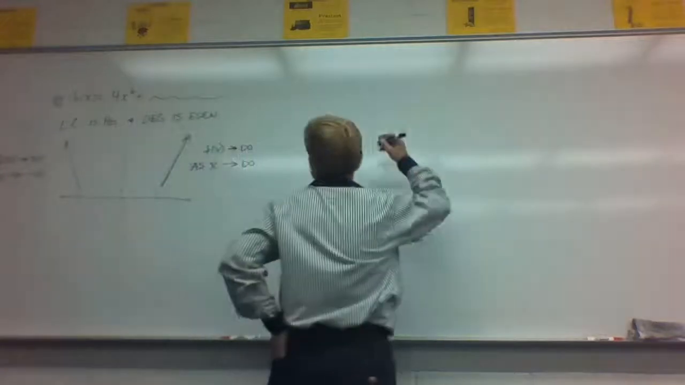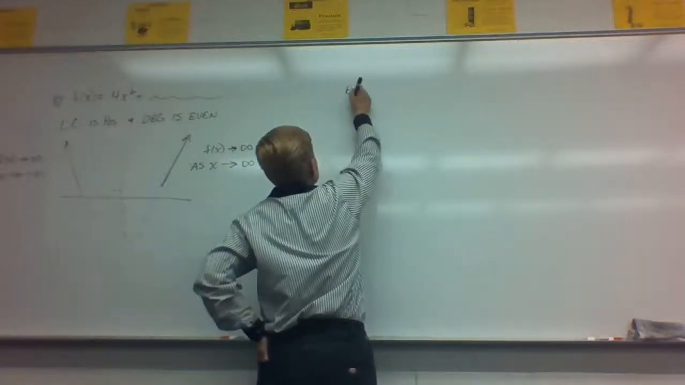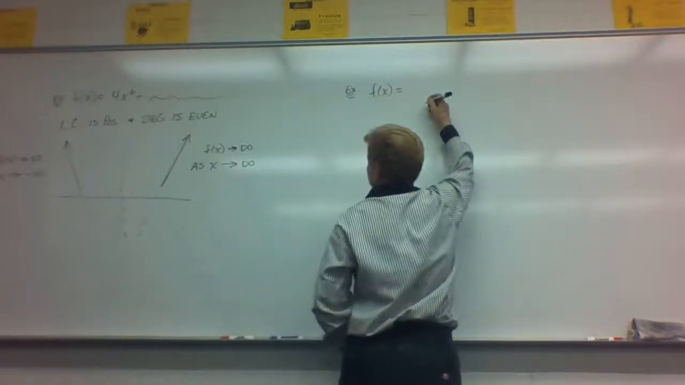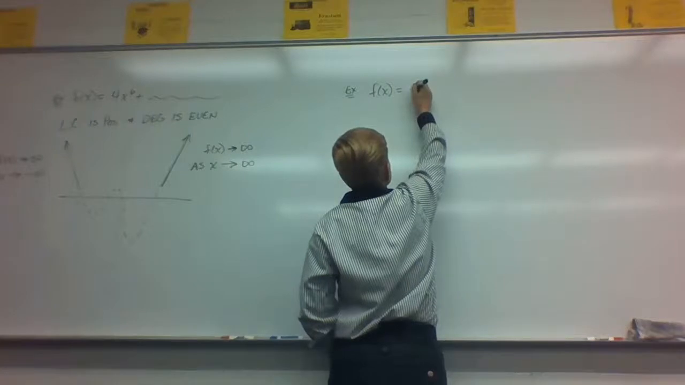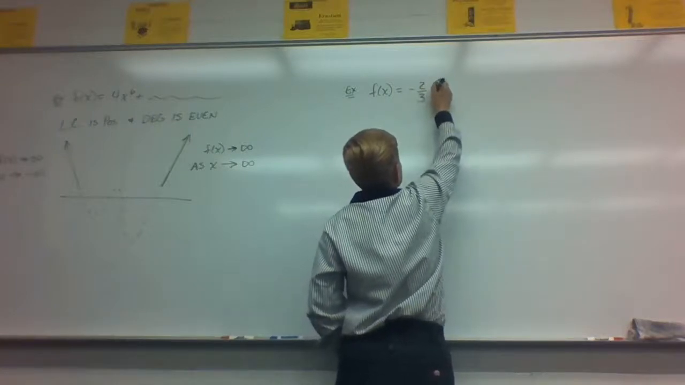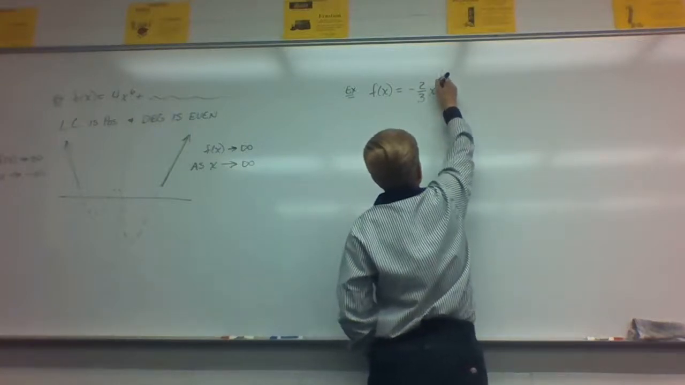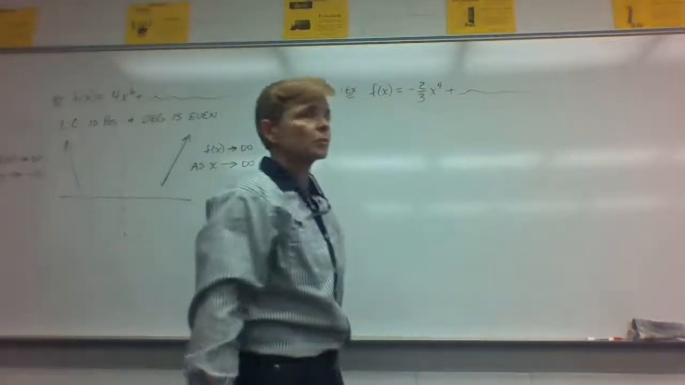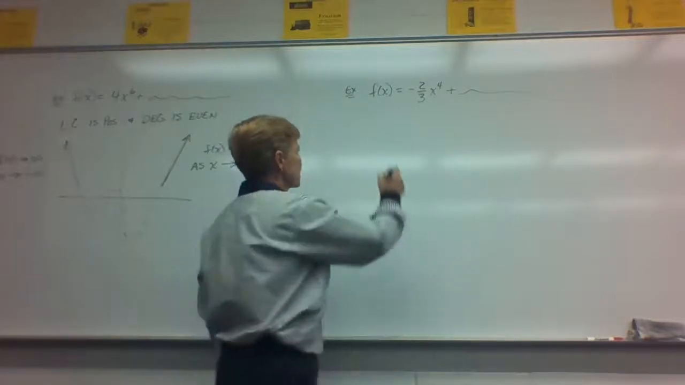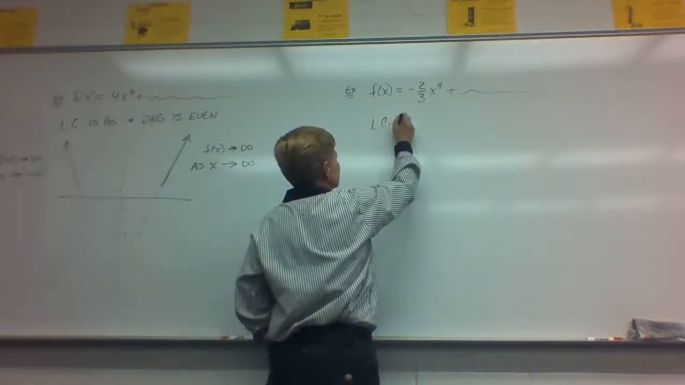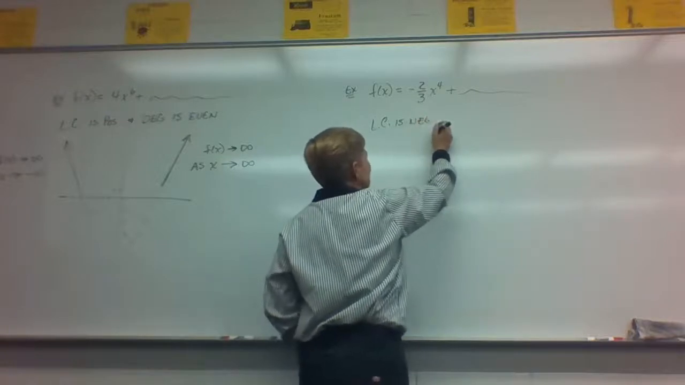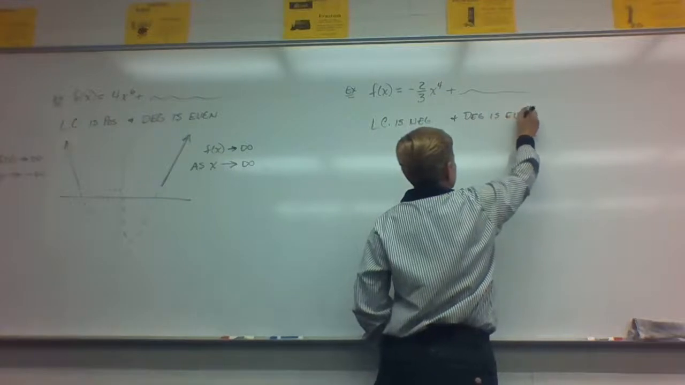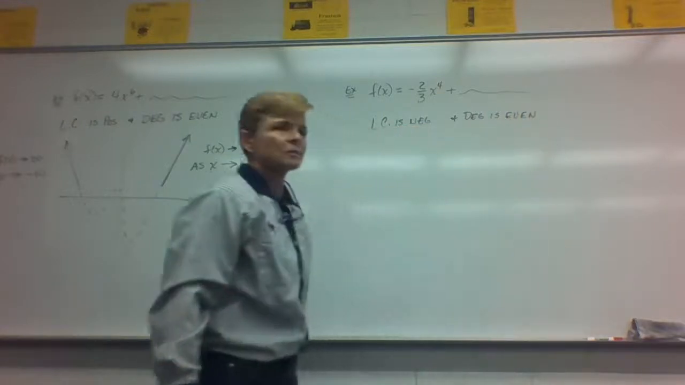Okay, here's another situation. It's also just an example. If I have f of x like this equals negative 2/3 x to the 4th plus, I don't care what follows it. Well, it's all about the leading term if you put it in order. So this time, the leading coefficient is negative. And the degree of the polynomial is still even. What happens? Branches go down.